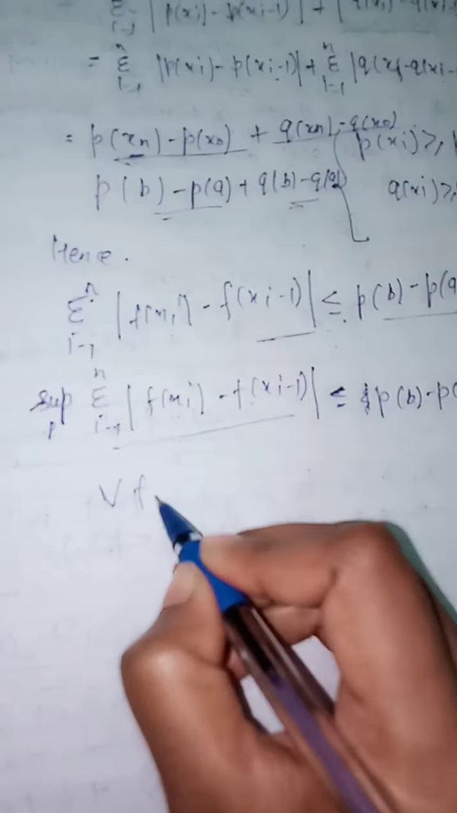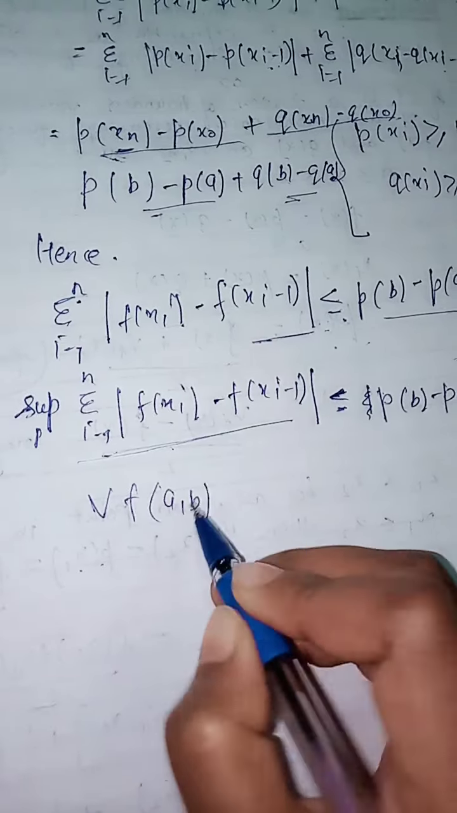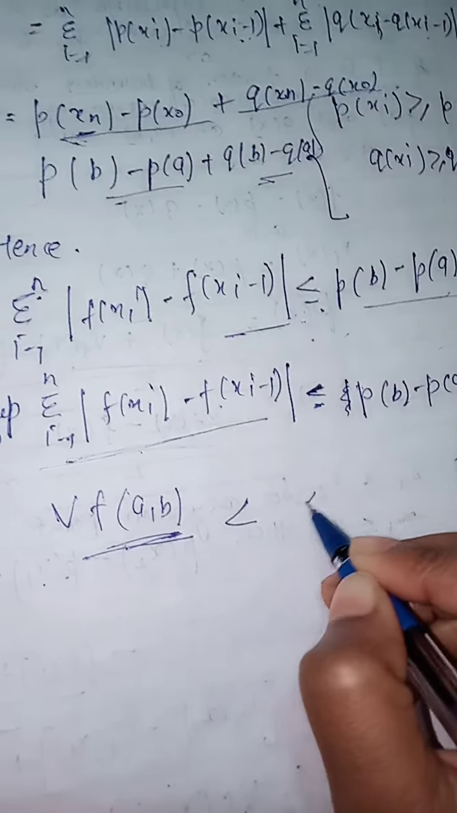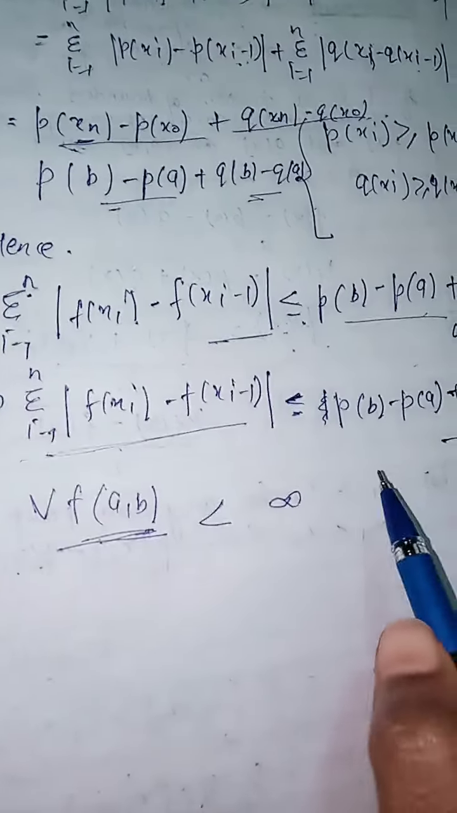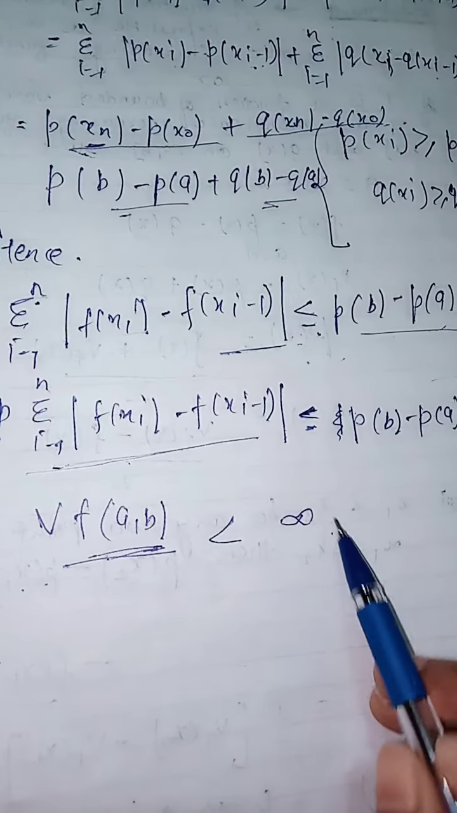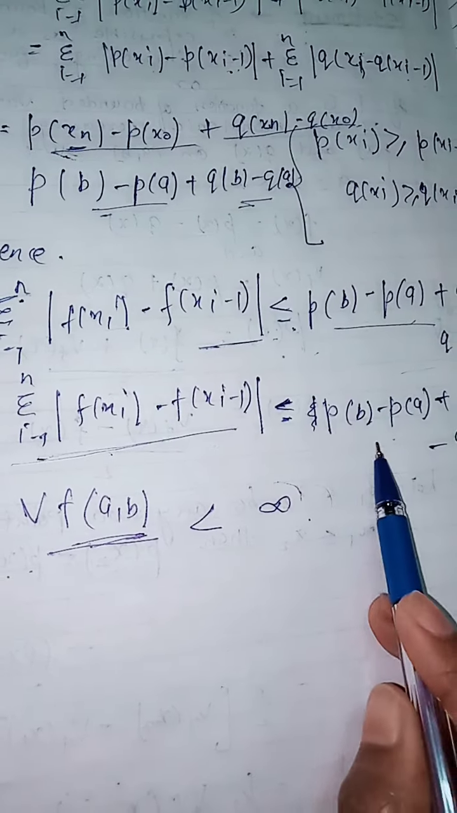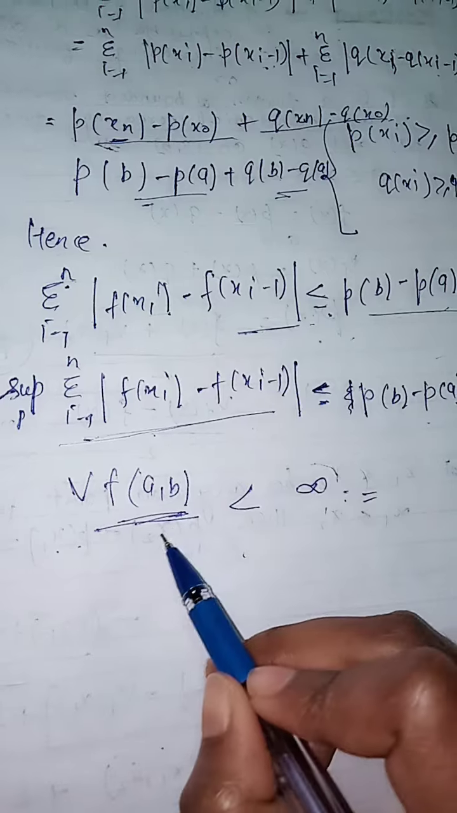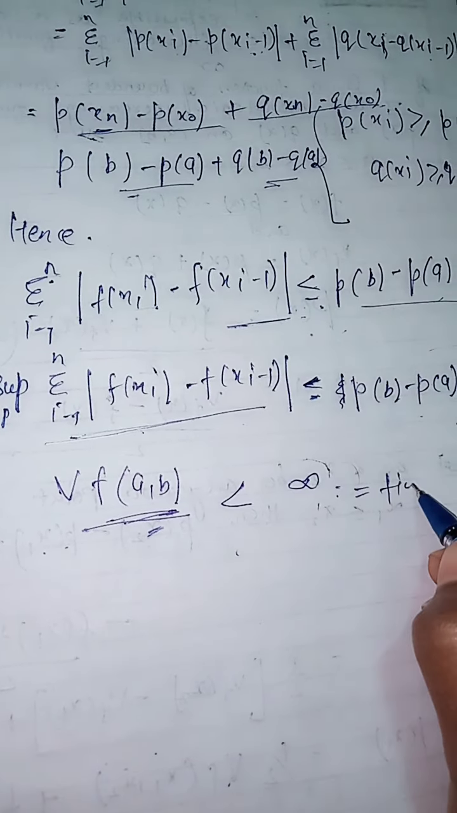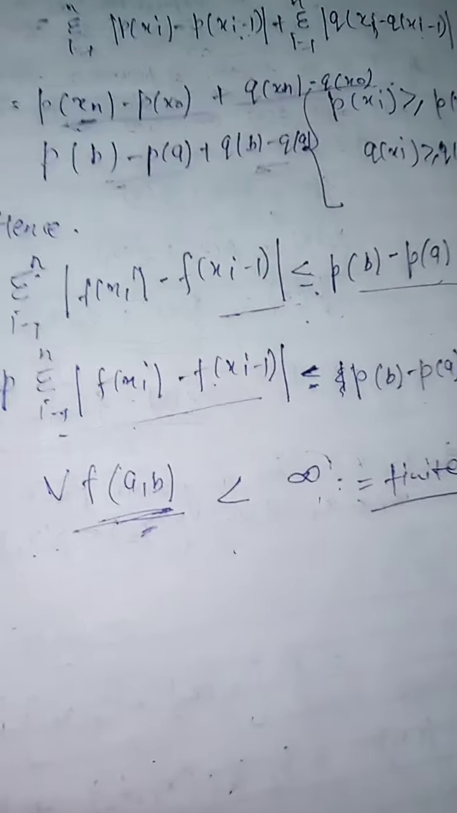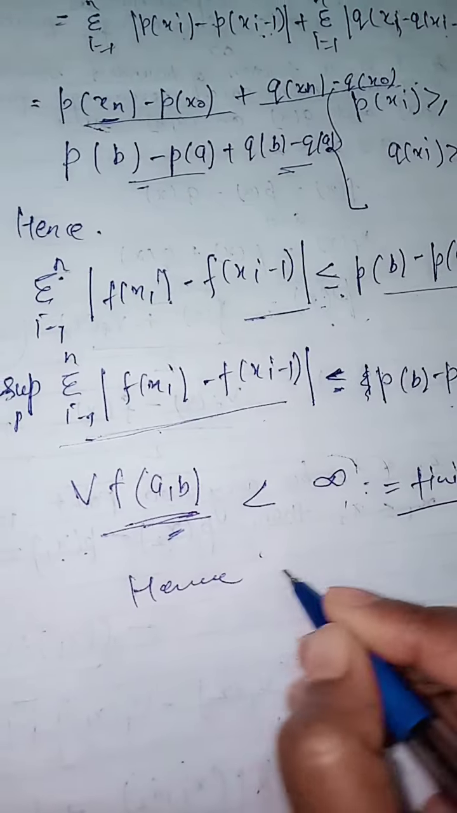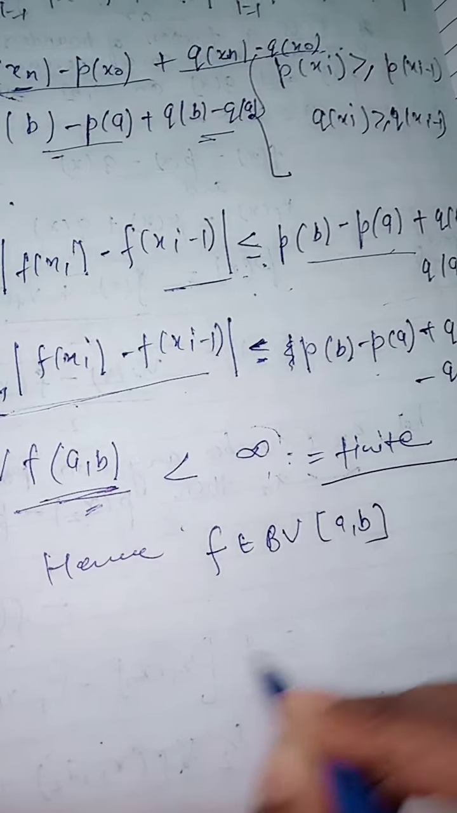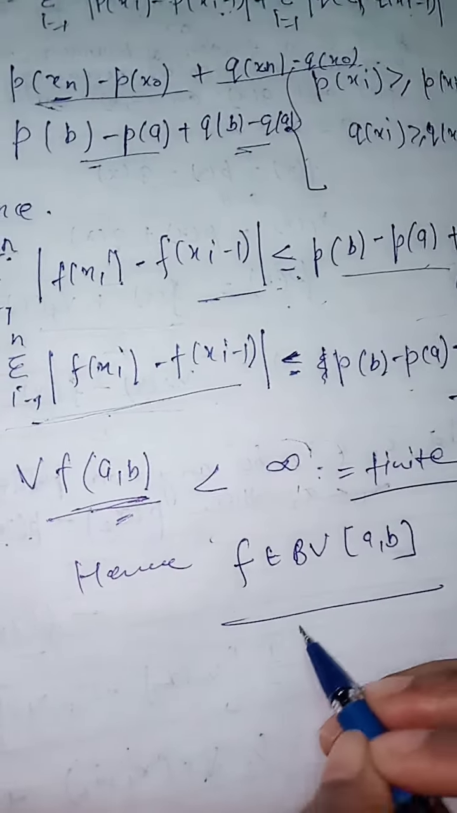Okay, so V of f on the closed interval [a, b], you can use this symbol to represent that it is less than plus infinity. It means that this is less than this statement. So this is finite. If it is less than infinity, it means it is finite, right? So you can get that this is finite. Now you can say that hence f belongs to bounded variation on the closed interval [a, b]. Here you can prove this in this easy way.